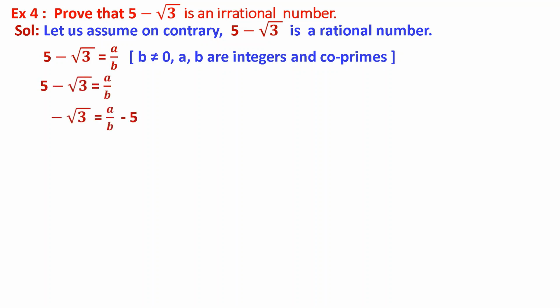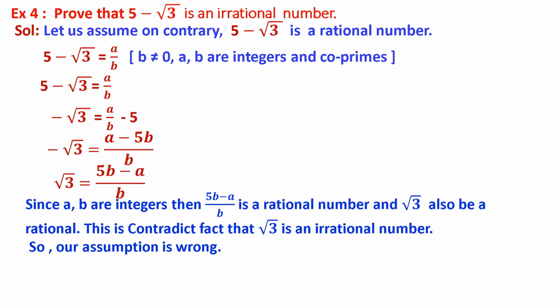Now minus root 3 is equal to a by b minus 5 on transforming 5 to the right side. Now by simplifying, minus root 3 is equal to a minus 5b by b. By multiplying minus on both sides, we get root 3 is equal to 5b minus a by b. Since a comma b are integers, then 5b minus a by b is a rational number, and root 3 would also be rational.